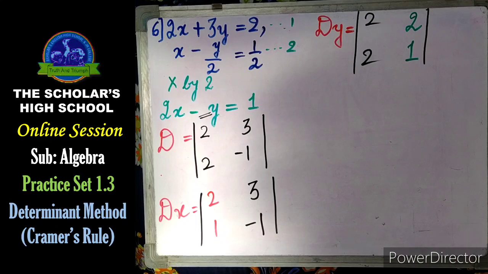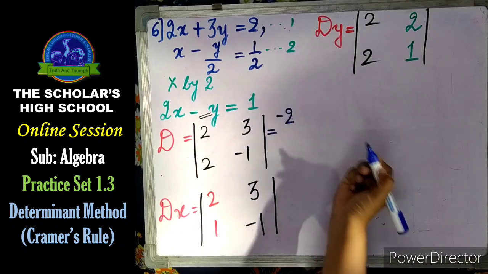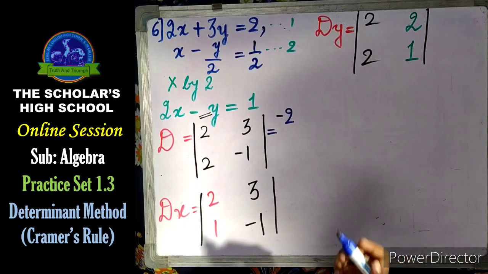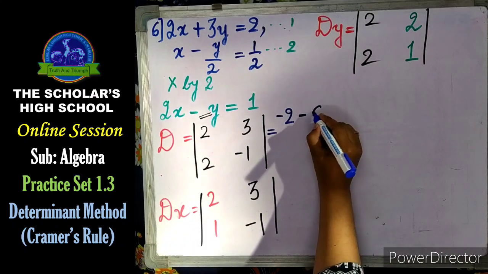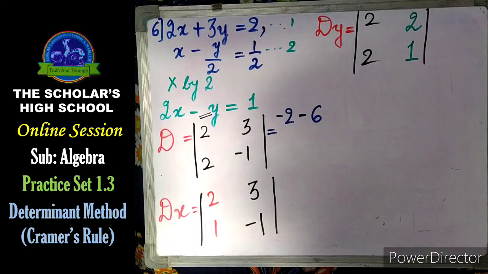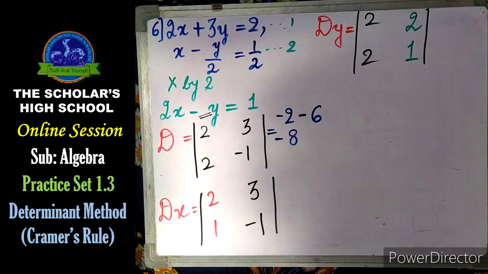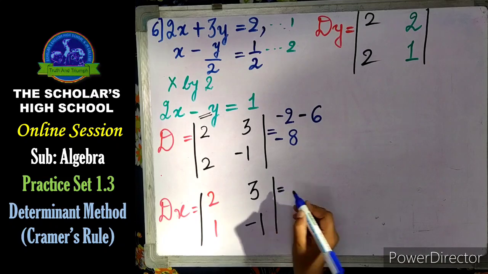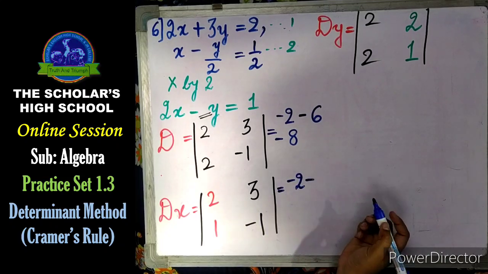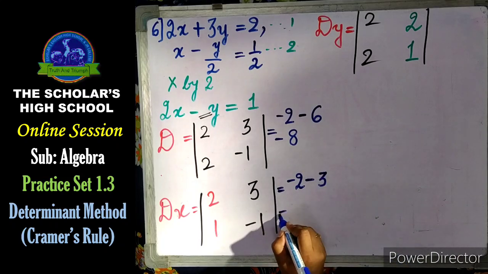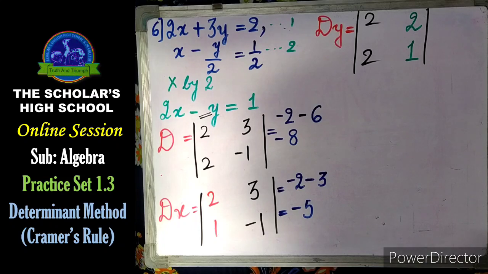Okay, let us find the value. 2 multiplied by minus 1 is minus 2. 2 ones are 2, plus minus minus. Then again here minus will come. 3 twos are 6. So minus minus plus, sign of greater number. 6 plus 2 is 8. Next one. 2 ones are 2, plus minus minus. Then minus 3 ones are 3. So it will be minus 5. Sign of greater number is minus.